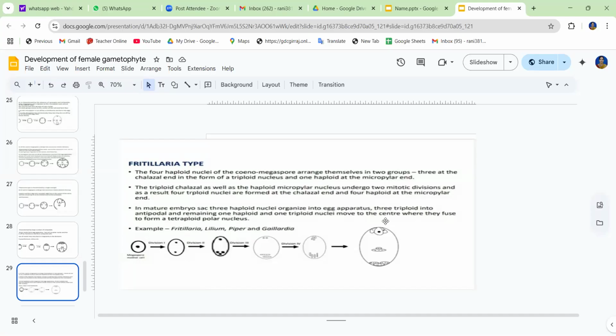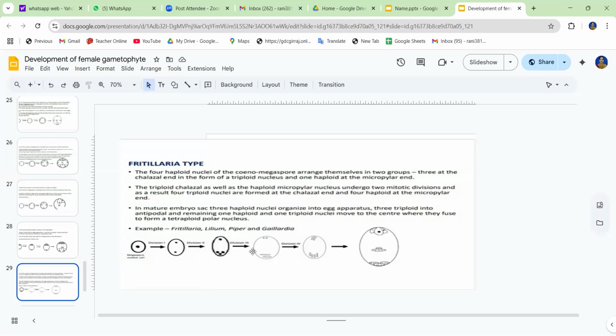That means a 3n nucleus, which then divides mitotically, forming 2 triploid nuclei at the chalazal end. At the close of the division, there are 2 haploid nuclei at the micropylar end and 2 triploid nuclei at the chalazal end. So this is some other differentiation.